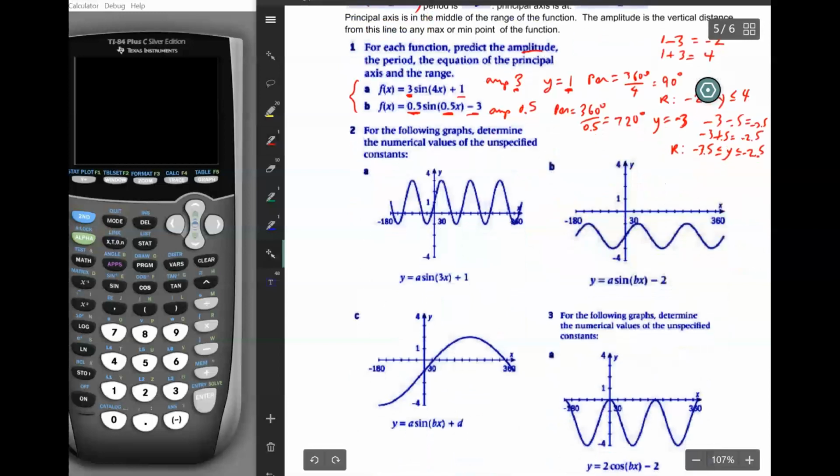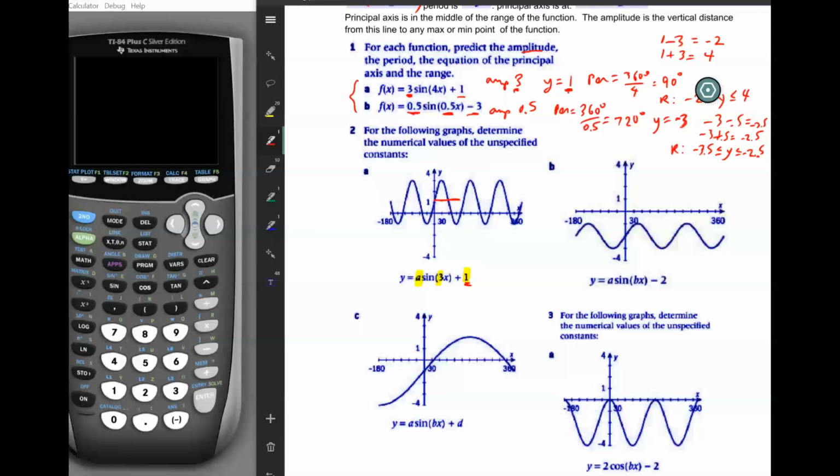For the following graphs, determine the numerical values of the unspecified constants. So what we're looking for is, what is A in this case? And they give us B and they give us D. So let's confirm that D makes sense. D is supposed to be the height of the middle of the function, and if you look at the middle of the function, it does look like the height is 1. So 1 makes sense, right?